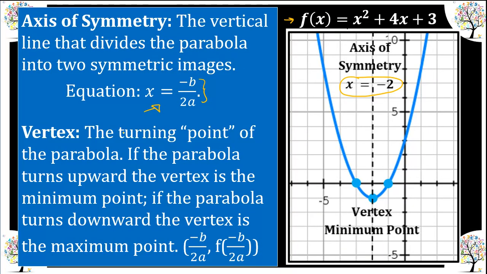The vertex is either the minimum or maximum. And again, our formula to find the vertex without a graph is we already know the x value because we established the AOS. So we said negative b over 2a. So that's your x coordinate of your vertex. Then to find the output, as always, you plug in the value of x into your equation to get the output, and that will be your vertex.